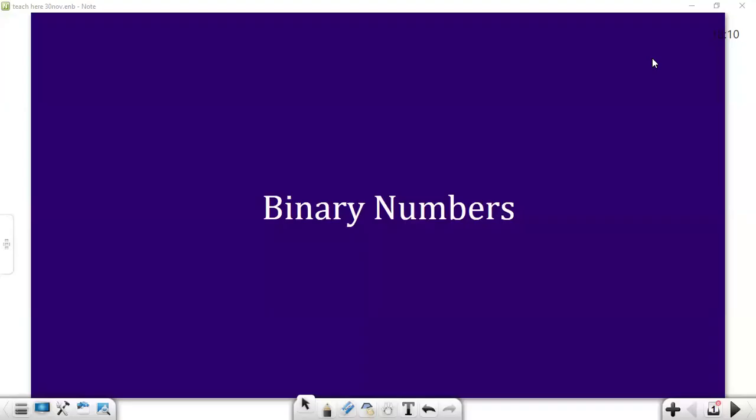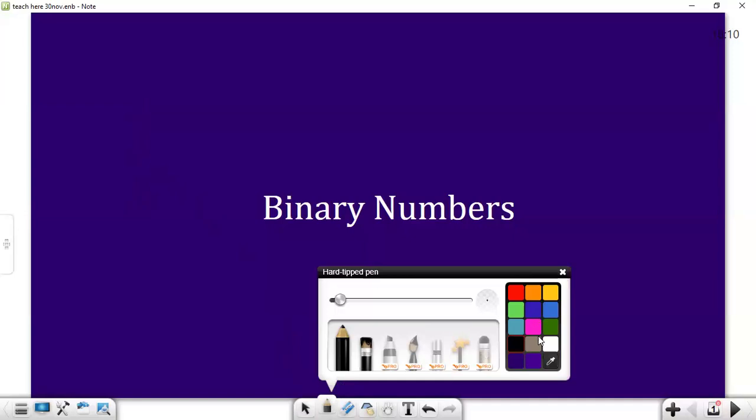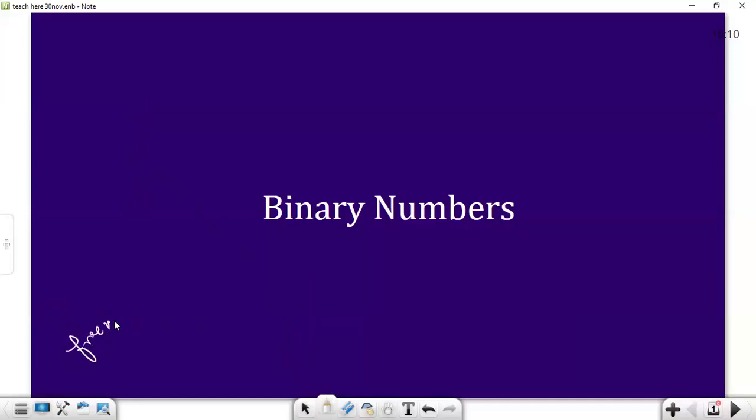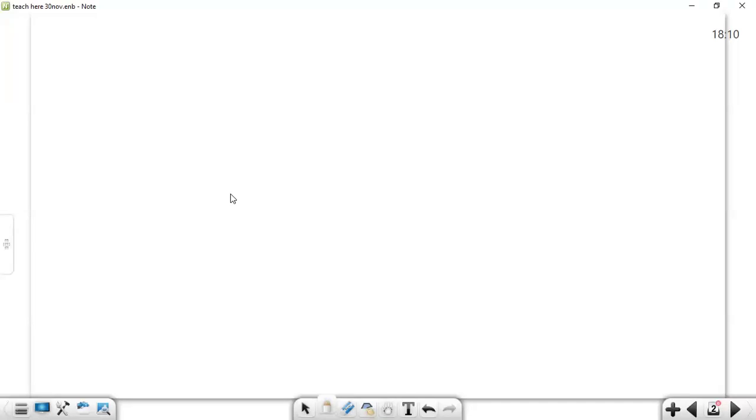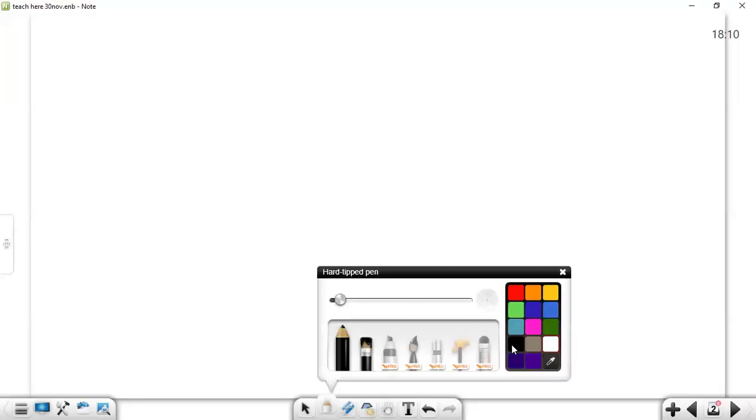Binary numbers. It's an important chapter, a short, easy chapter. It's like it's offering free numbers, free marks. One question for sure. It's a pattern, not for sure. The thing is sure.